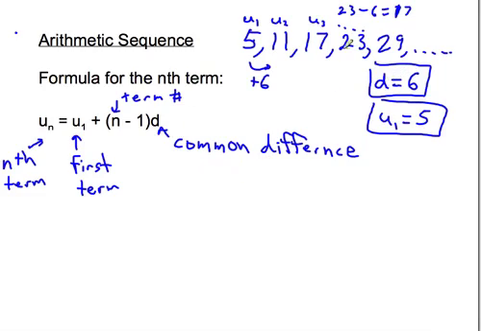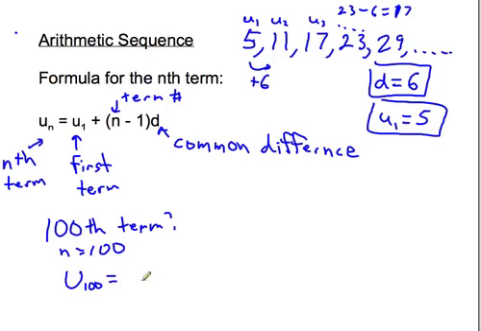Okay, so how do you use something like that? Well, it comes in handy for several reasons. One thing you could do is find the 100th term using your formula. You don't want to write out 100 terms in the sequence. You can just use the formula. If it's the 100th term, that means n equals 100, and you'll have u sub 100, the 100th term, equals the first term plus 100 minus 1 times the difference, which is 6.